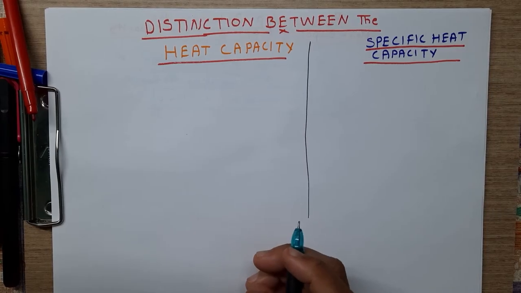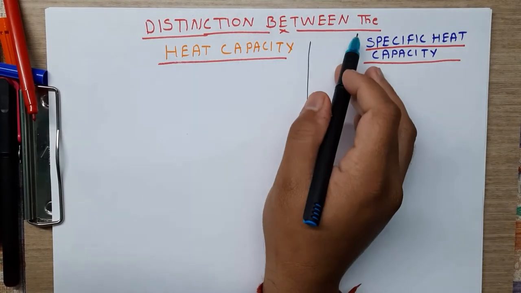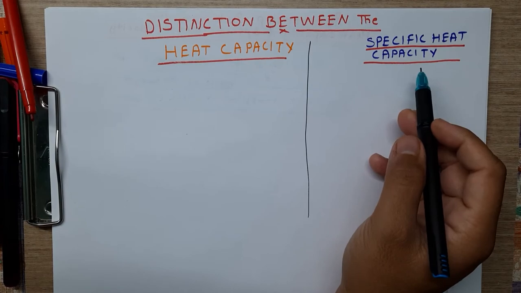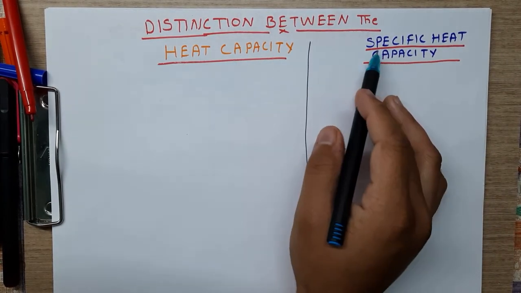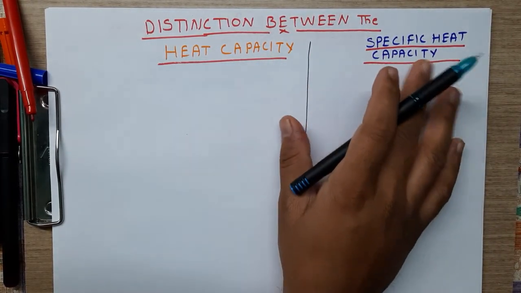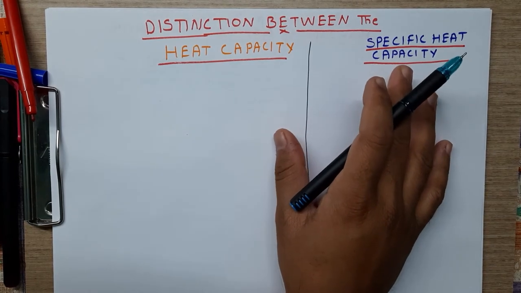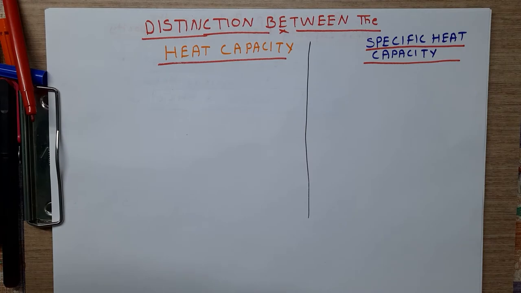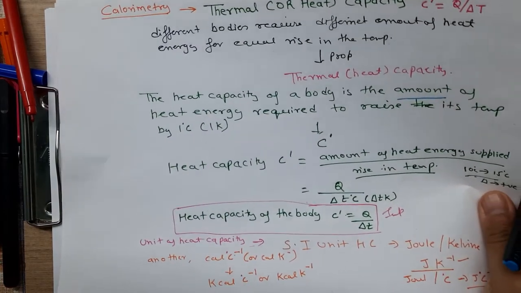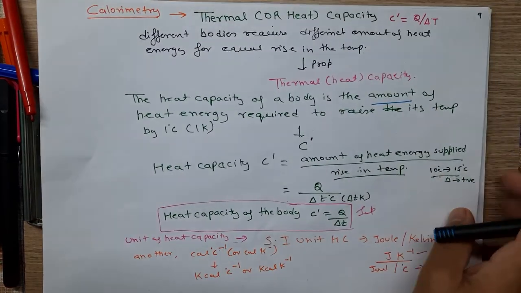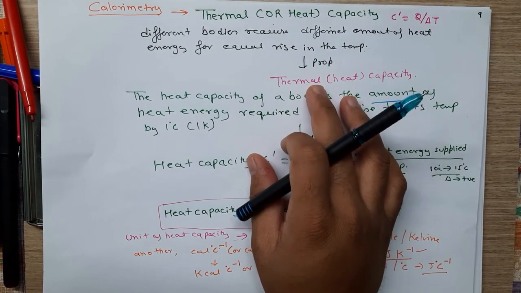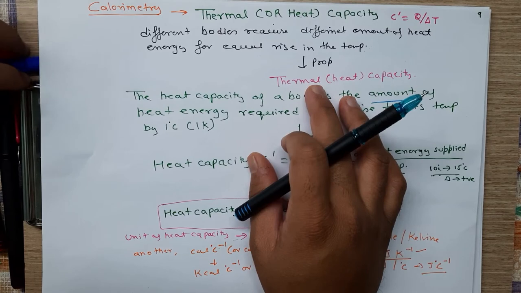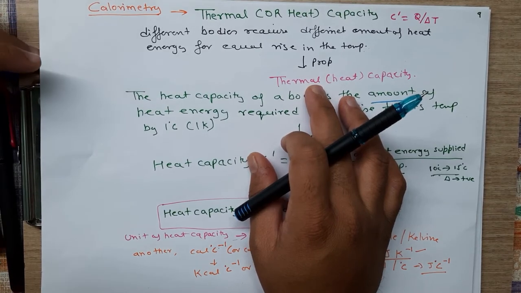So friends, next topic is distinction between the heat capacity and specific heat capacity. I have explained both the topics in very detail. So I will try to explain this by showing the notes I have explained earlier, so that you will be able to understand it in a much better way, right? You can find the details of these notes in the description where I have mentioned the video link as well.